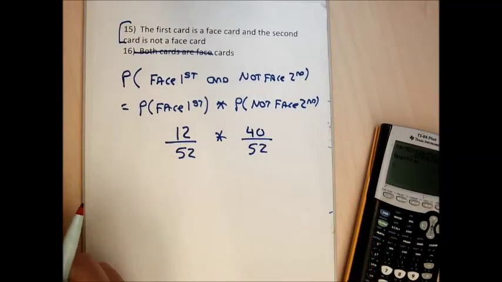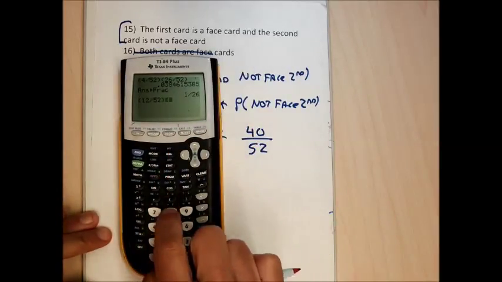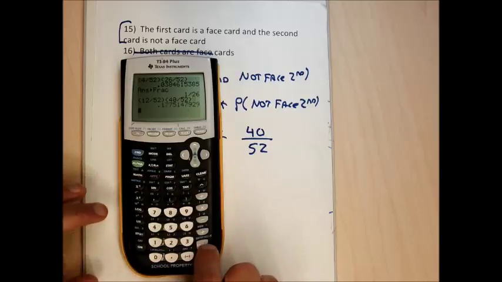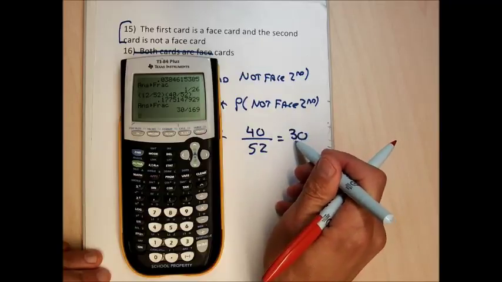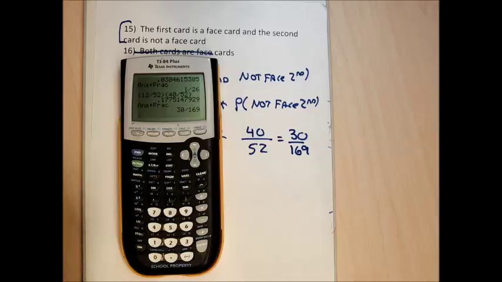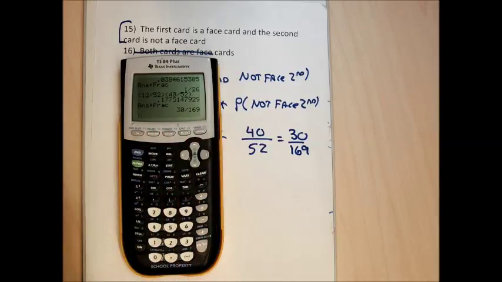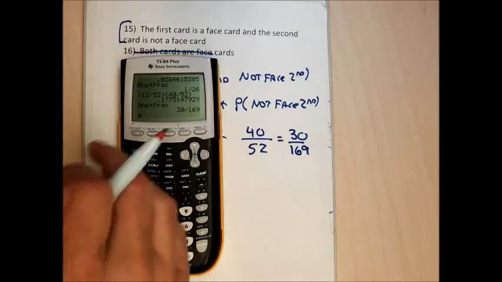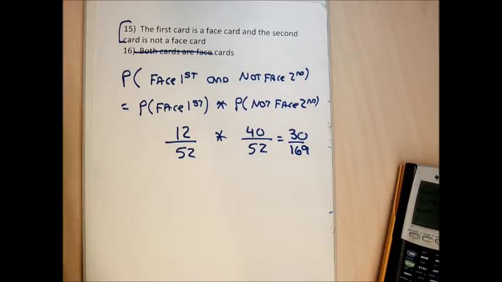And then, let me just do this real quickly. 12 over 52 times 40 over 52. I get 30 over 169, if I think I did that correctly. I should double check to make sure that I didn't just write down something, because my answer key for problem 15 has 10 over 169. Oh, and my answer key is actually wrong, so I feel nice that I just did that. I can save an answer. That is the right answer.